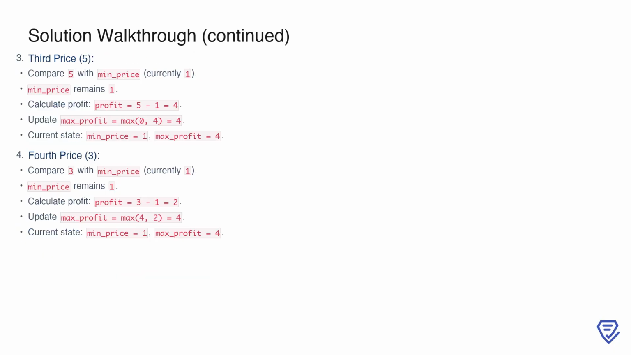On day 3, the price is 5. Here, we compare 5 with the current min_price, which is 1.